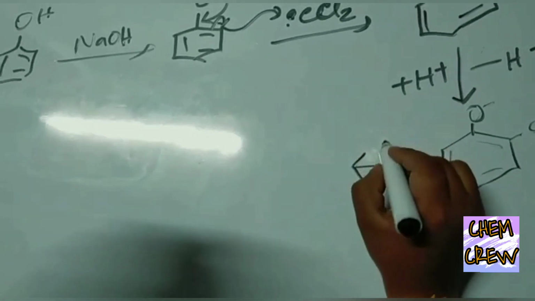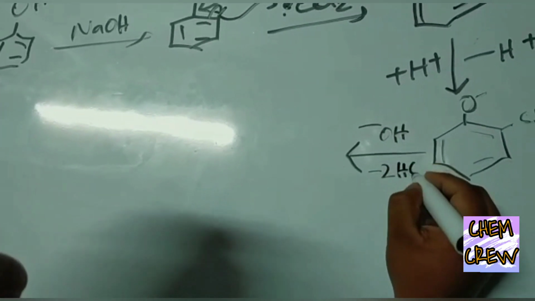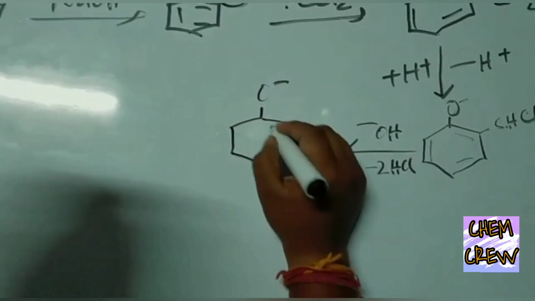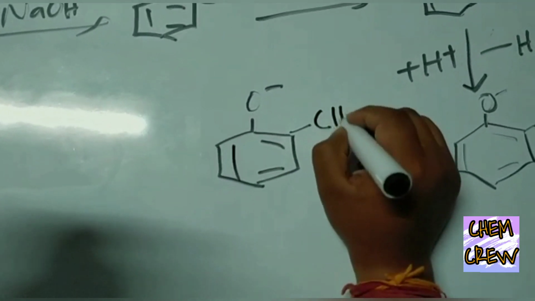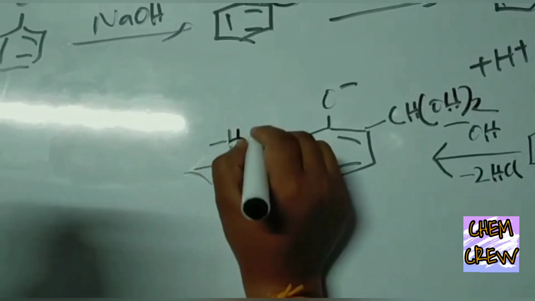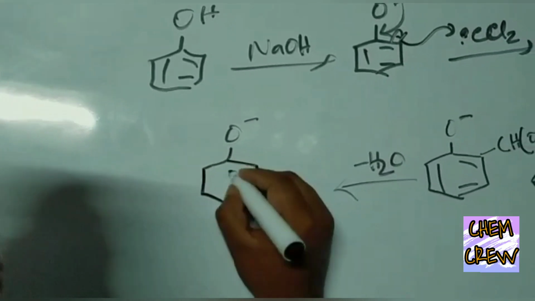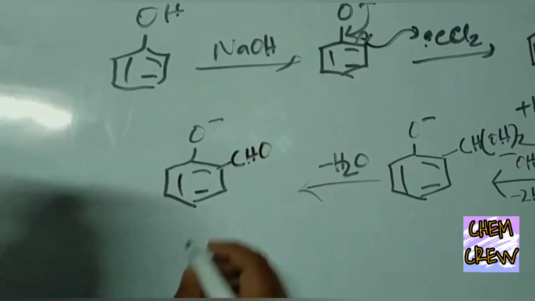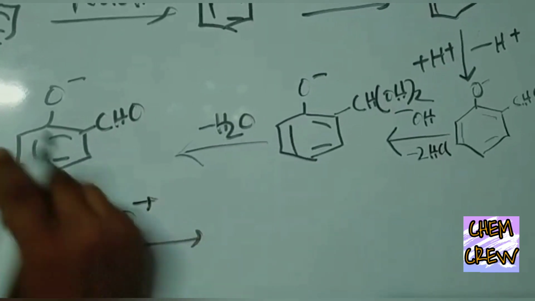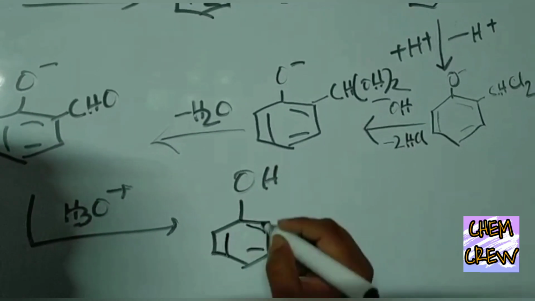This product reacts with base and removes 2 moles of HCl and produces the unstable alkene. This removes water and produces the aldehyde product. At the last step in this reaction, this product is hydrolyzed and produces salicylaldehyde.